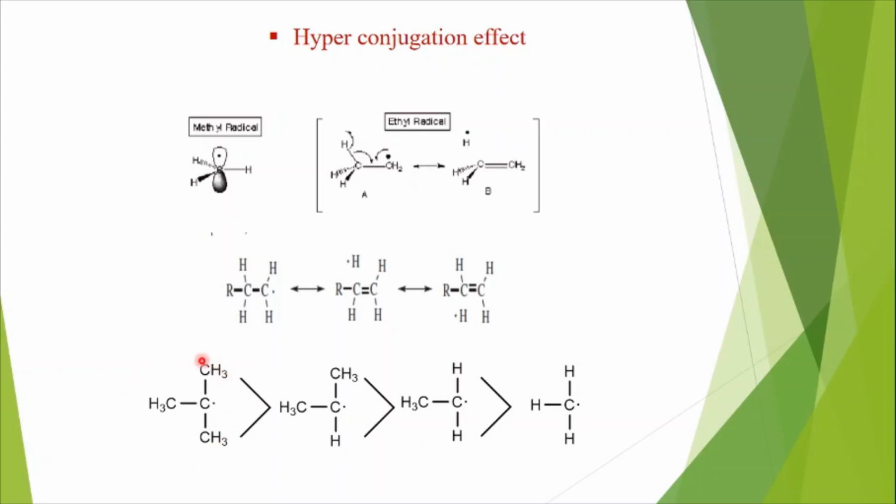So in tertiary butyl radical, it has 3 alkyl groups. It means that it has 9 alpha, 9 beta hydrogens. It means that it has 9 hyperconjugative structures. You can write the 9 hyperconjugative structures for this tertiary butyl radical. So this will be more stable.